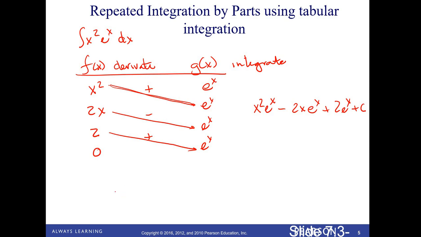Let's try one more. So I'm going to use the integral of x cubed sine x dx. Again, x cubed would be my u, it's the one I'm going to derivate. So I'm going to start with x cubed, and over here I'm going to start with sine x. This is the column I derivate. So 3x squared, 6x, 6, 0.